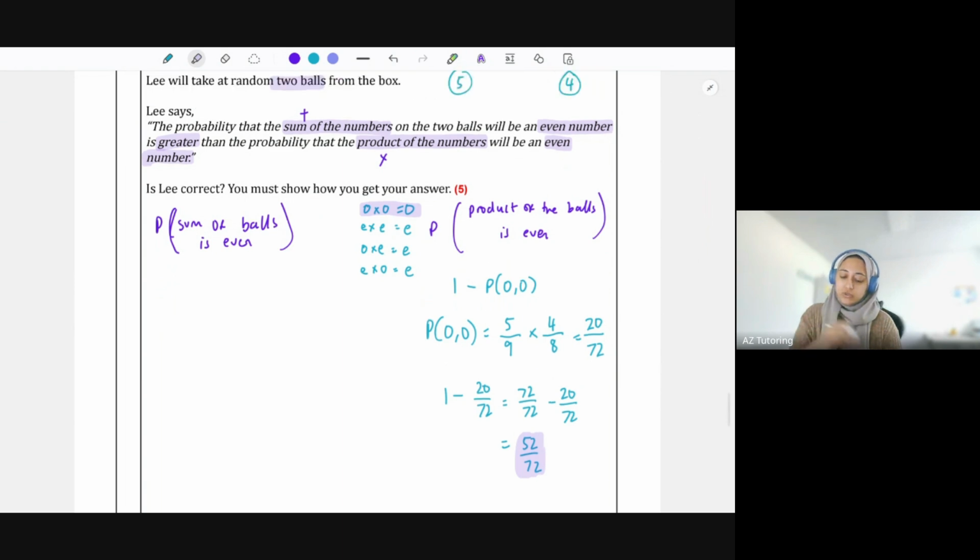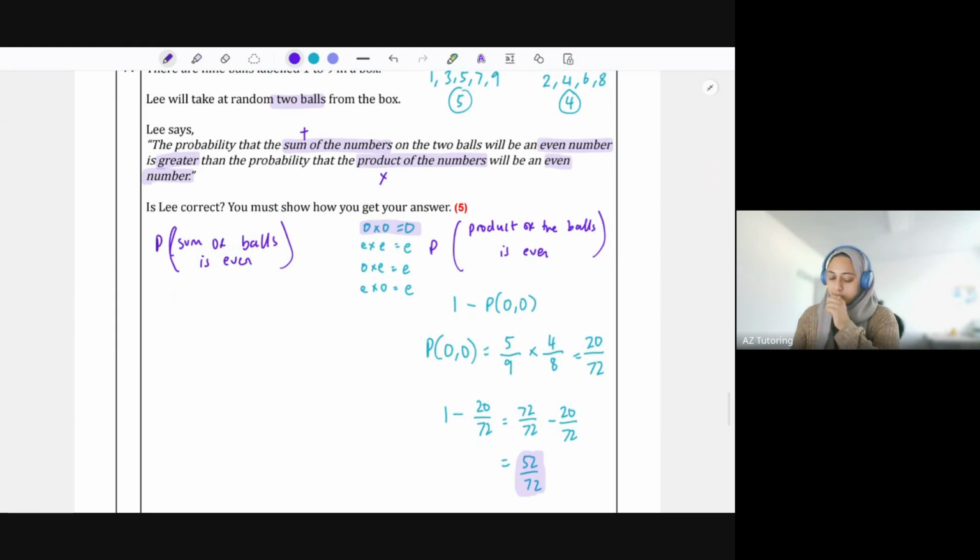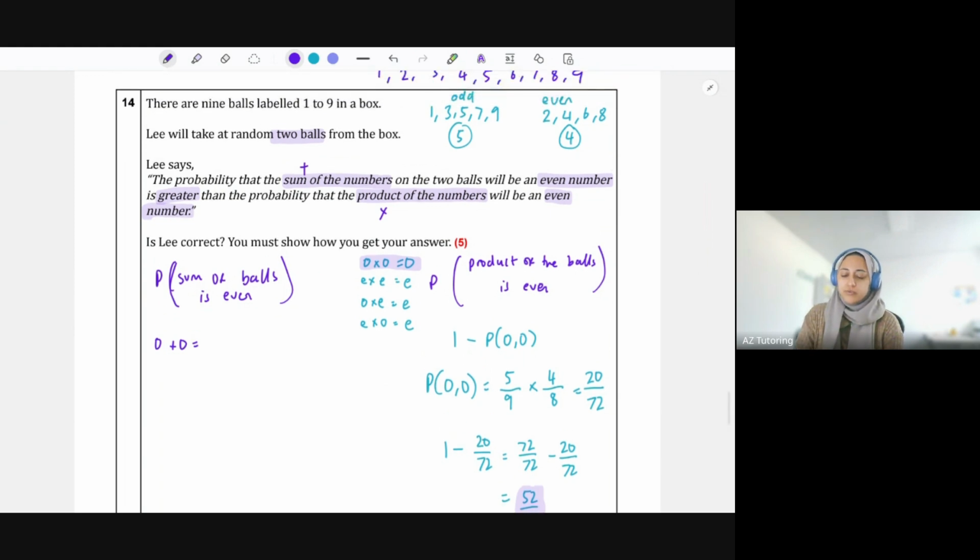Now let's do the sum and see what happens with the sum. If I have an odd plus an odd, because I can choose an odd and then an odd, let's try a few numbers. If I have 1 add 3, that's 4. 7 add 9, that's 16. So it looks like odd plus odd will give me even.